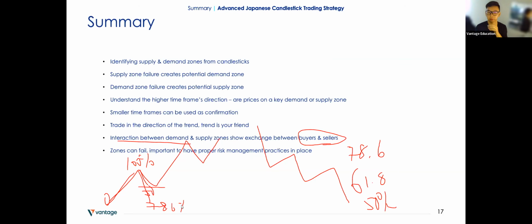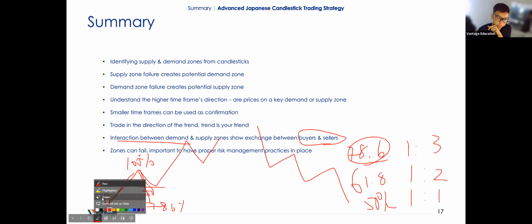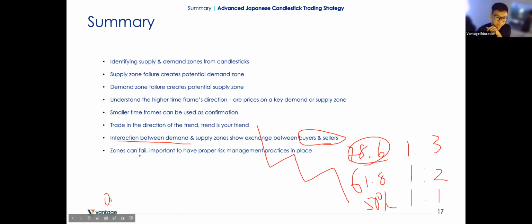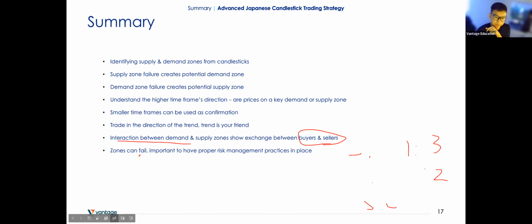We do have a session on risk reward ratio. If you enter at 78.6%, this is a 1:3 risk reward ratio. 61.8 is a 1:2 risk reward ratio, and 50% is a 1:1 risk reward ratio. I'm just going to briefly talk about this. We're already past 10 minutes, but basically, when you look at a price reversal to the 50%, let's say you enter your buy here.